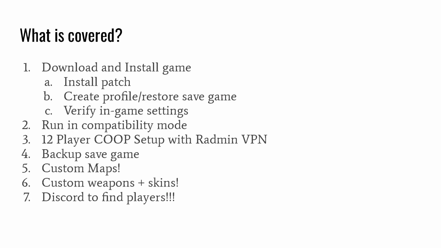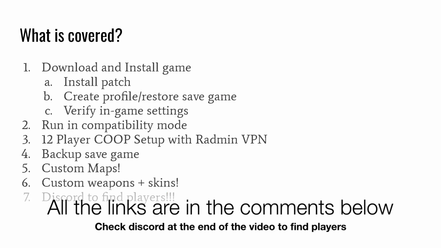This video is divided into the following parts. 1. Download and install the base game along with any patch. 2. Run the game in compatibility mode. 3. Download and install Radmin VPN so that you can play 12-player co-op with your friends. 4. Back up your save game before installing any mods. 5. How to add custom maps to this game.